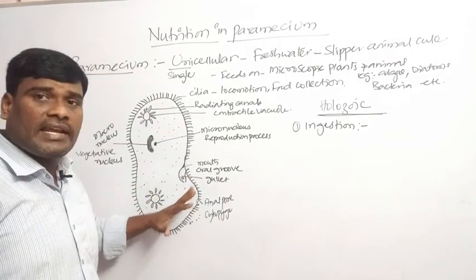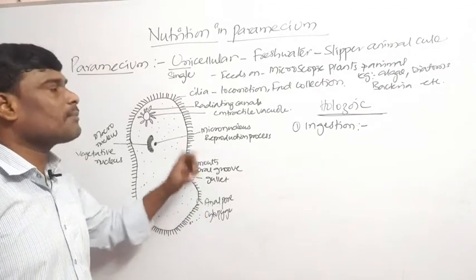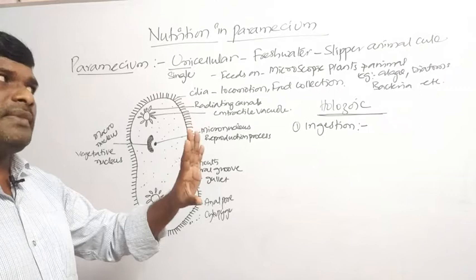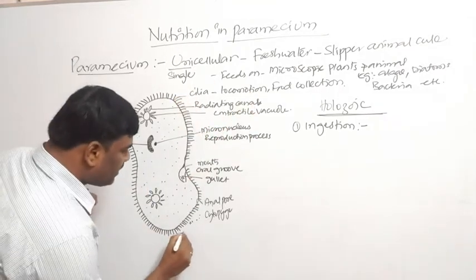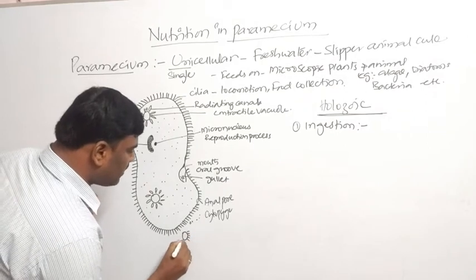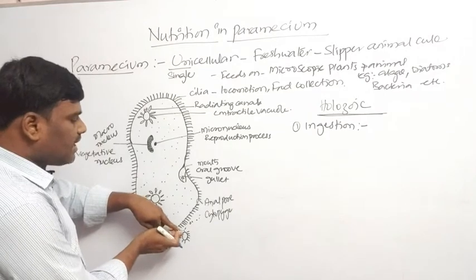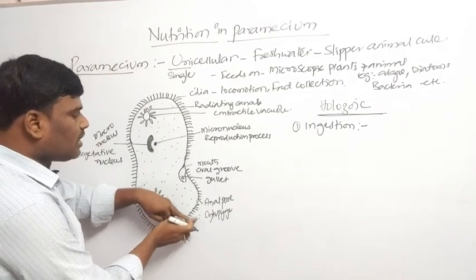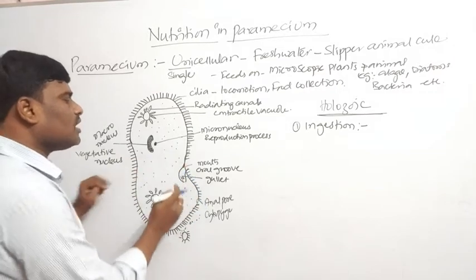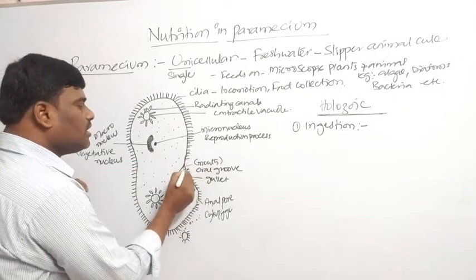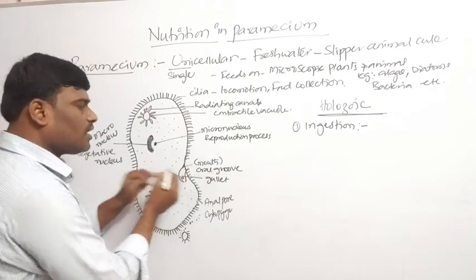The cilia are delicate structures. They create water currents and try to gather microscopic plants as well as animals such as algae, diatoms and bacteria. Let me draw it here so that it will be clear to understand. The cilia will sweep the bacteria or other microscopic particles into the mouth or oral groove. The oral groove is a small depression.